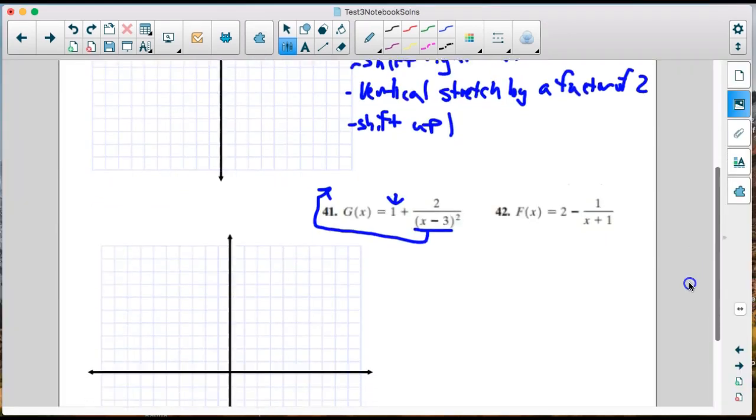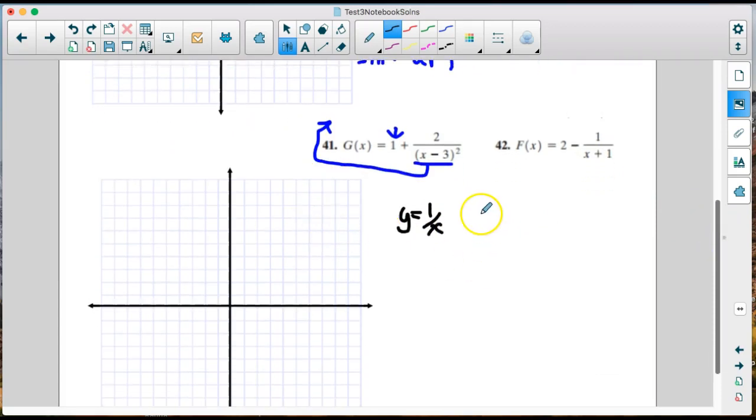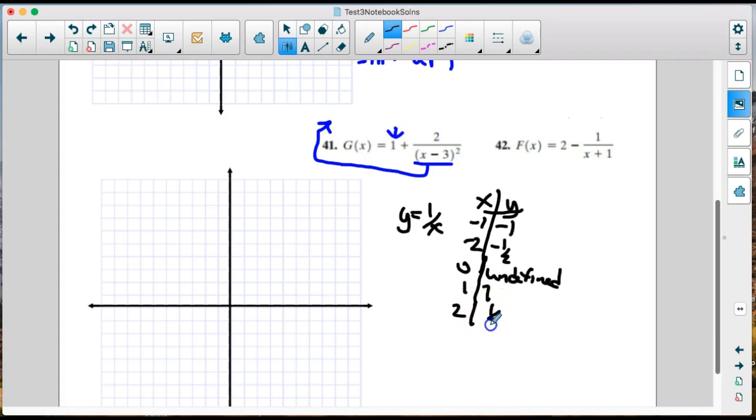Now 42, we have the function that's going to be matched to y equals 1 over x. So to graph that originally, we take our values x and y, -1 and -2. We take the reciprocal of that, so that's still -1. This is going to be -1/2. 0 is still undefined because we don't know what 1 over 0 is. 1 over 1 is still 1, and 1 over 2 is 1/2.